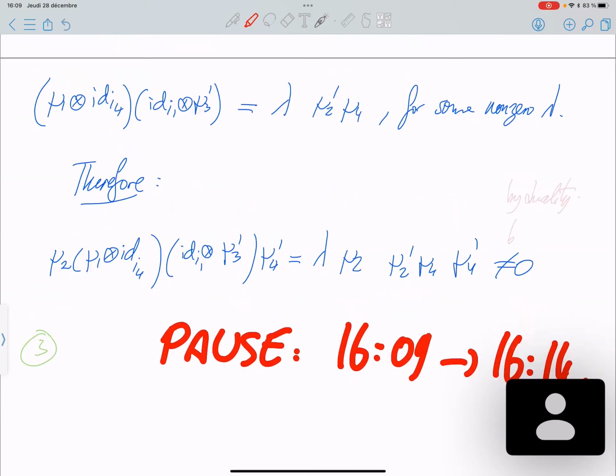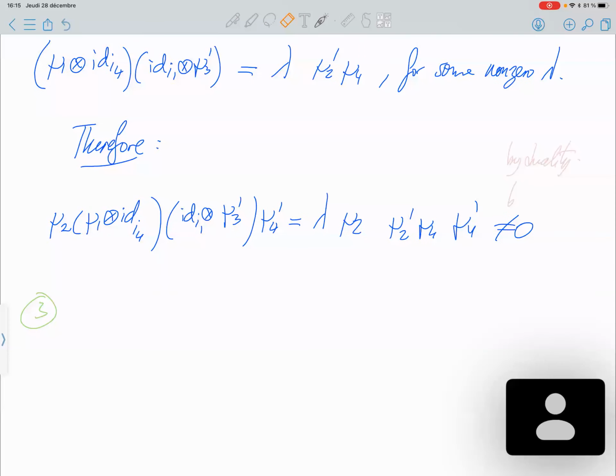Okay, pause. So we restart. So point 3 now. So the point 3, as I said, will be a little bit more tricky. It will involve this part, but in fact, we will first need to reformulate a bit this part up to zigzag relations.